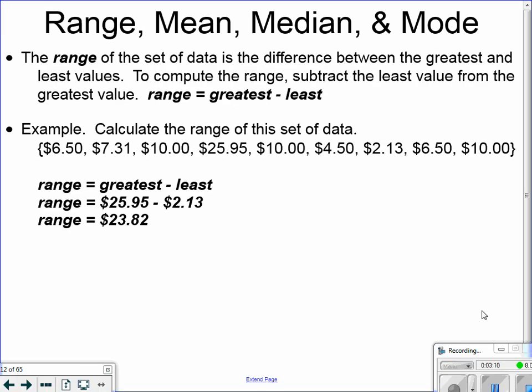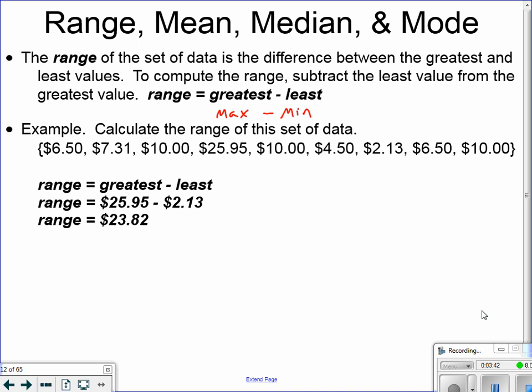So the first thing we're going to talk about here is range. Okay, the range of a set of data is the difference between the greatest and least values. And to compute the range, we just take the greatest number and subtract the least number. Sometimes people will call the greatest number the maximum and the least number the minimum. So another way you might hear this is the max minus the min.